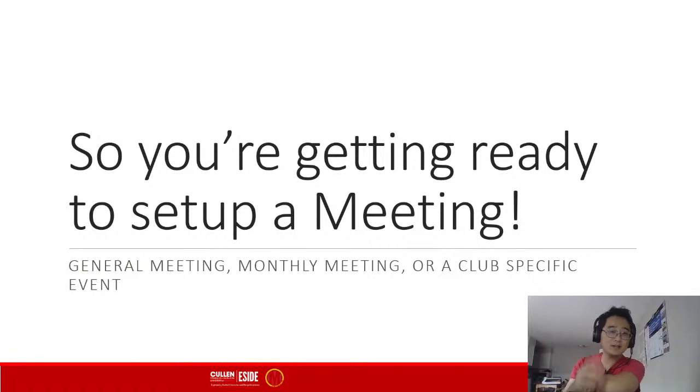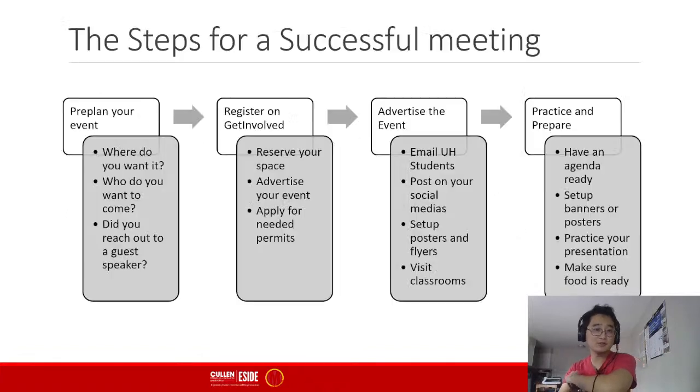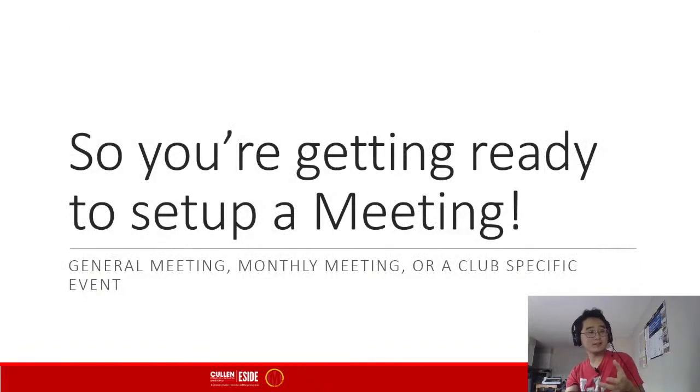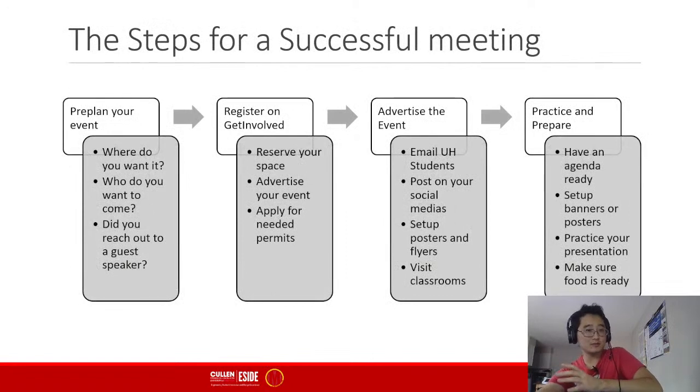So you're getting ready to set up a meeting. This is going to be either a general meeting, one of your monthly organization meetings, or a club-specific event that you want to do. Congratulations, right? You've gotten to the point where your organization's ready to set up a general meeting, and you're ready to set up your first one. Now, there are 4 steps to creating a successful general meeting.